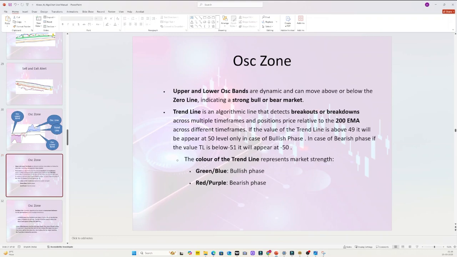Similarly, in case of a bearish phase, if the value of the trend line is below minus 15, it will appear at only 50. The color of the trend line represents market strength. So green and blue are the bullish phase, and red and purple are the bearish phase.